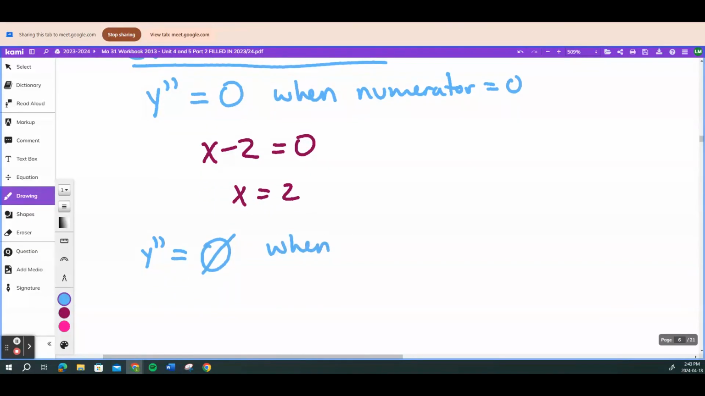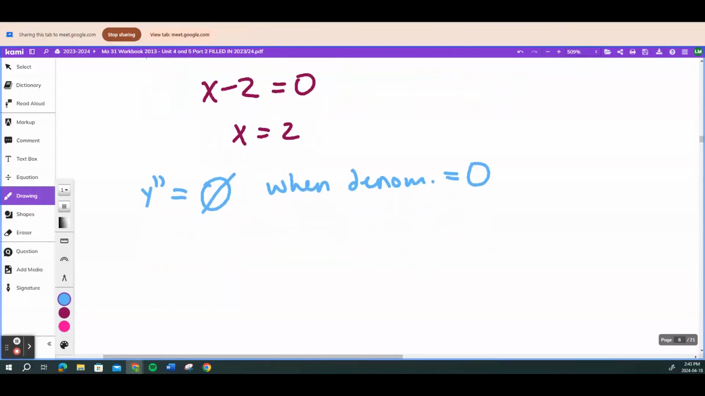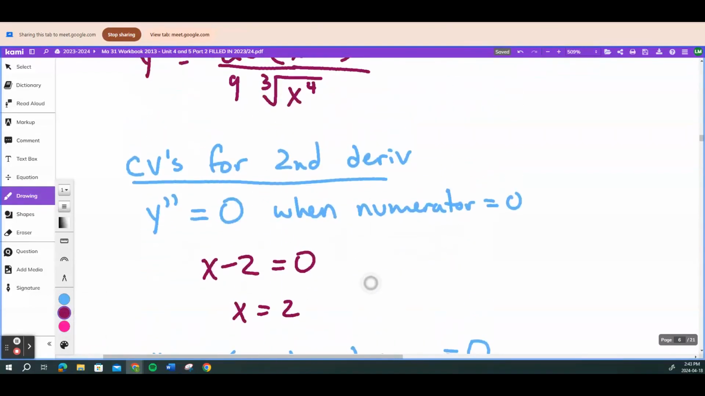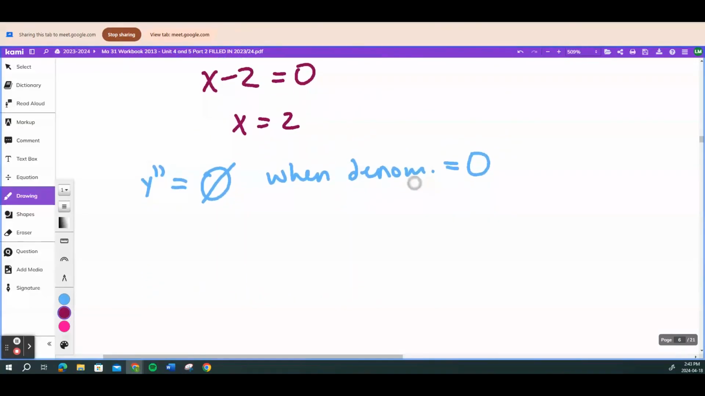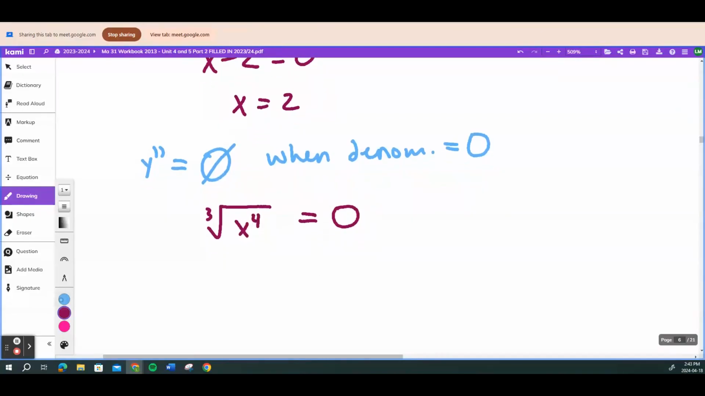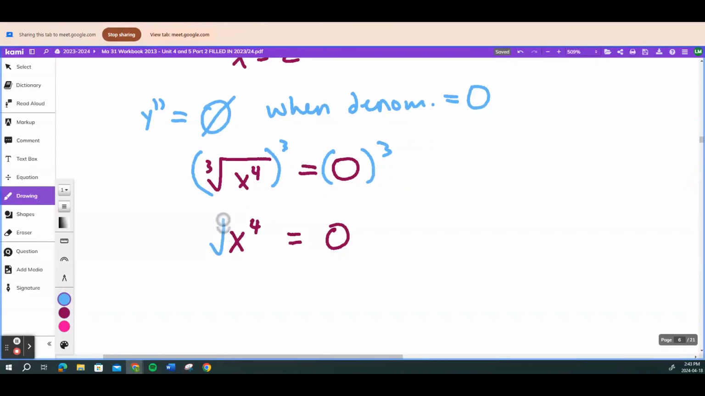That's going to be when your denominator is equal to 0. So I'm going to focus on this cube root of x to the power of 4, because that's our factor with a variable in it, and set it equal to 0. Then we can cube both sides, so we have x to the power of 4 is equal to 0, and then take the 4th root of both sides. That's just going to give us 0.